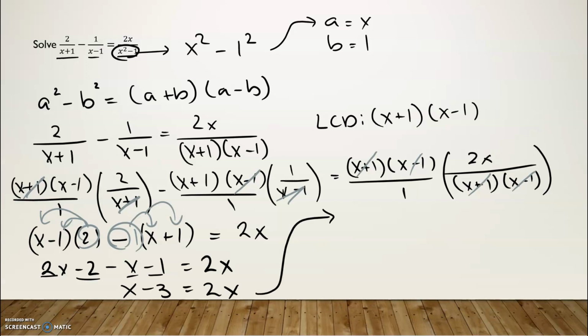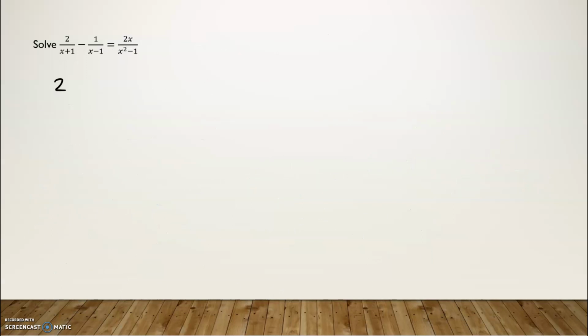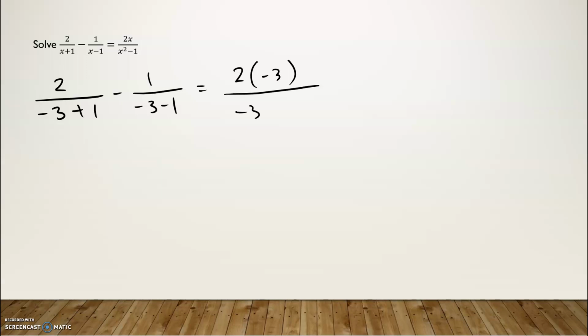Come over here. So then I'm going to subtract x from both sides. So negative 3 is equal to x. But again, we've got to check our answer real quick. So this will be 2 over negative 3 plus 1 minus 1 over negative 3 minus 1 equal to 2 times negative 3 over negative 3 squared minus 1.